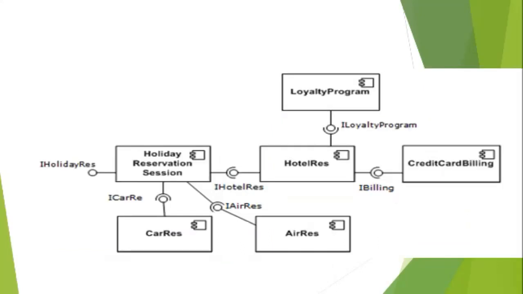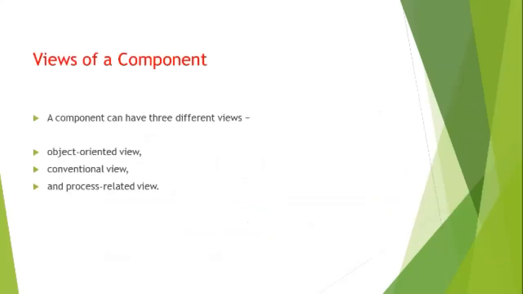Here is the diagrammatical representation of a holiday reservation session. First of all, holiday reservation gets started by the initial node. Next, holiday reservation session, hotel reservation, credit card billing, loyalty program, air race registration, and car registrations. These are connected to each other.